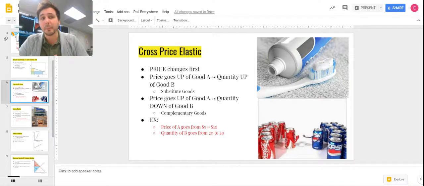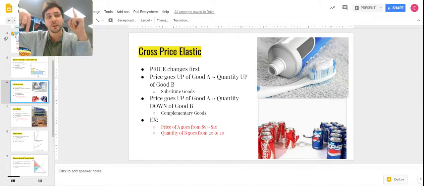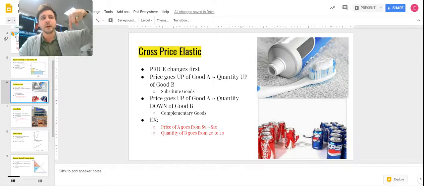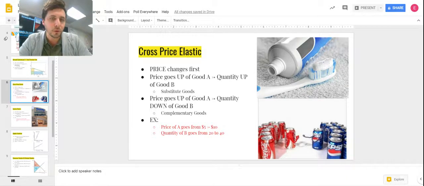And that's always going to be a negative number, sorry. The reason being is there's always a negative. If price goes up, then the quantity of the other good goes down. Positive, negative, that makes a negative. If price goes down, then the quantity demanded of the other good goes up. So there's a negative and a positive, always kicking out a negative coefficient.